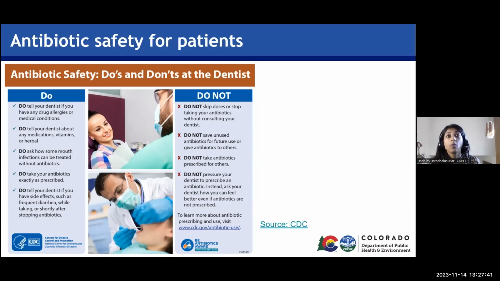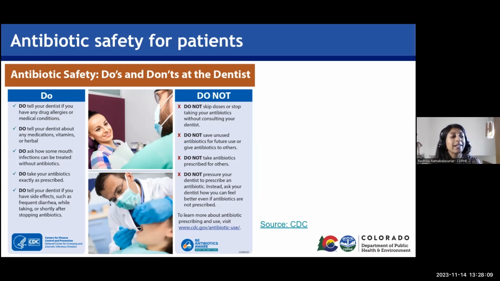Some things we don't want patients to do when prescribing antibiotics for this: we don't want them, again, to skip doses or stop taking them because they feel better sooner than the treatment course ends. We don't want them to save any unused antibiotic for future use or give their antibiotics to other people. I can't tell you how many times I've run into this. So it definitely happens, and we just want to remind people why we don't want them to do that.